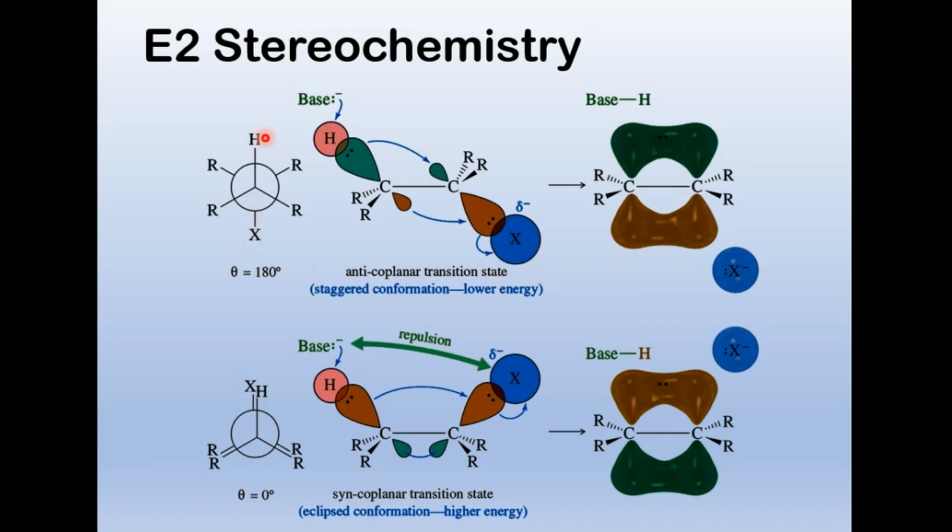So here's this 180 degree angle between this hydrogen and the halide. You can see it's all in a plane, so all this can happen simultaneously. Now we can get everything in the same plane if we have this, but this eclipsed orientation doesn't happen as often due to the higher energy.